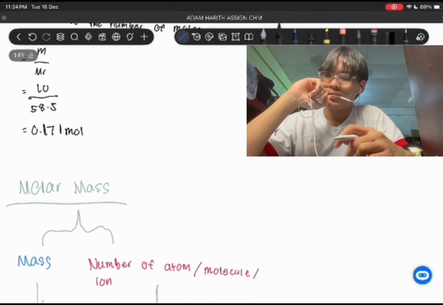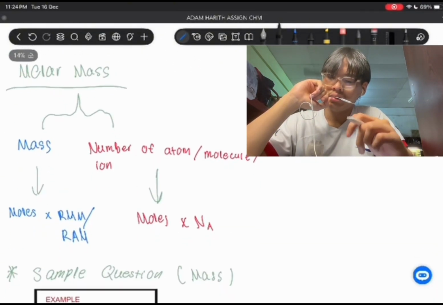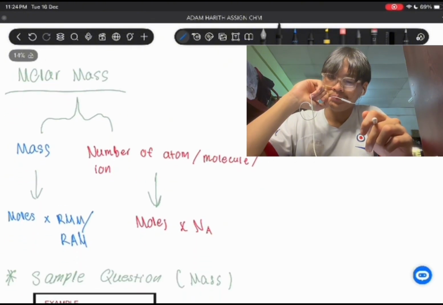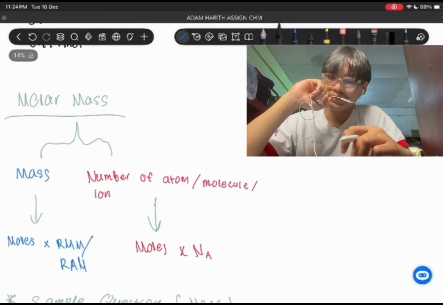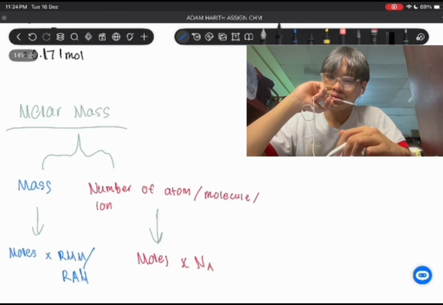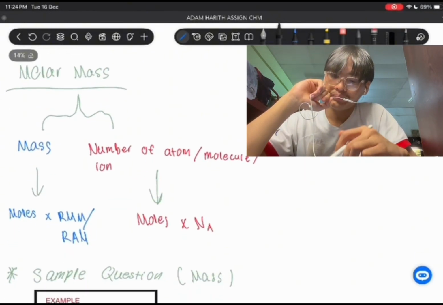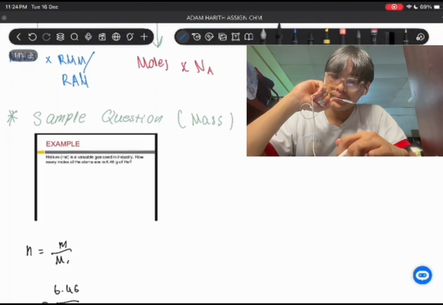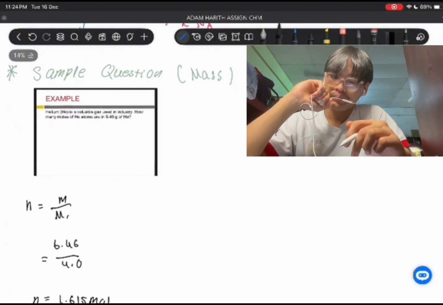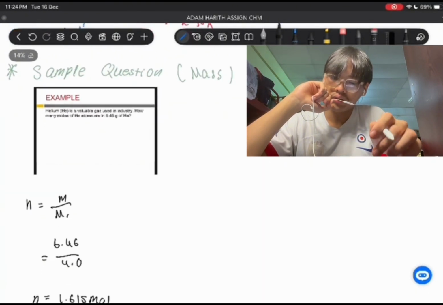Okay, the next topic is molar mass. Molar mass has two parts, that is mass and the number of atoms, molecules or ions. For each of them, there is a formula. For the mass, moles you multiply by RMM or RAM. For the number of particles, moles you multiply by NA. So for the second question, you divide M by MR, then 6.46 divided by 4.0. Okay, you get 1.615 mole.